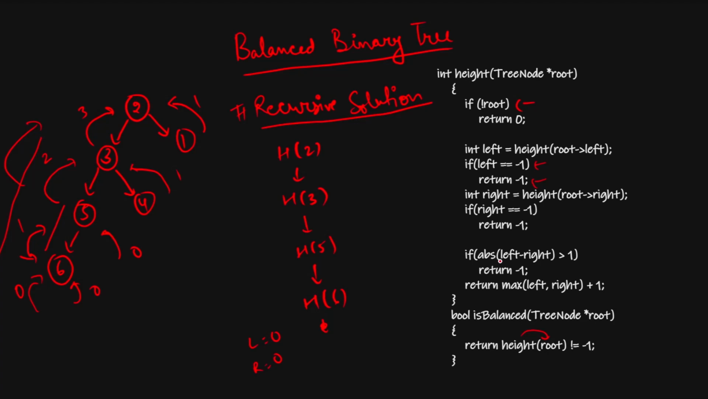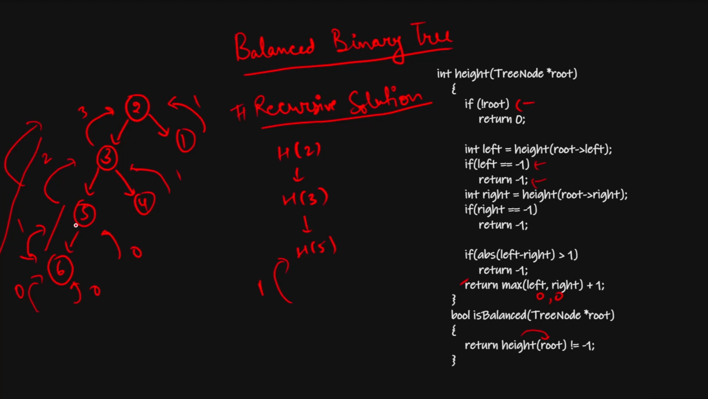Then we will find the absolute of left minus right. So absolute of 0 minus 0 is greater than 1? No, it is not. So it will return the height. The height of this will be the maximum of 0 and 0, which is 0, plus 1, so we will return 1. So from S6 we will return 1.